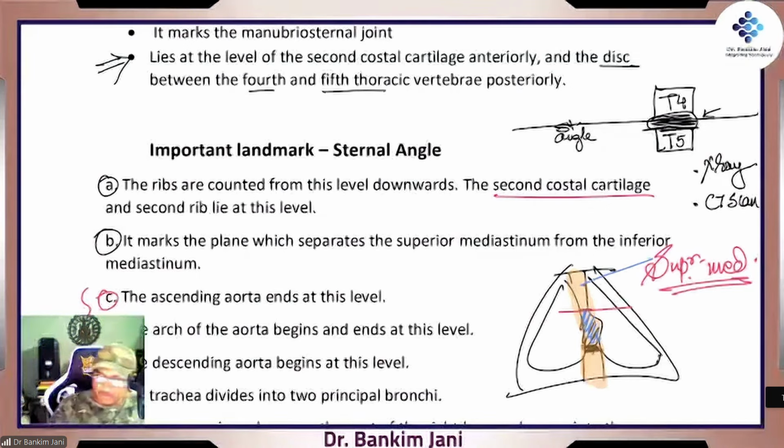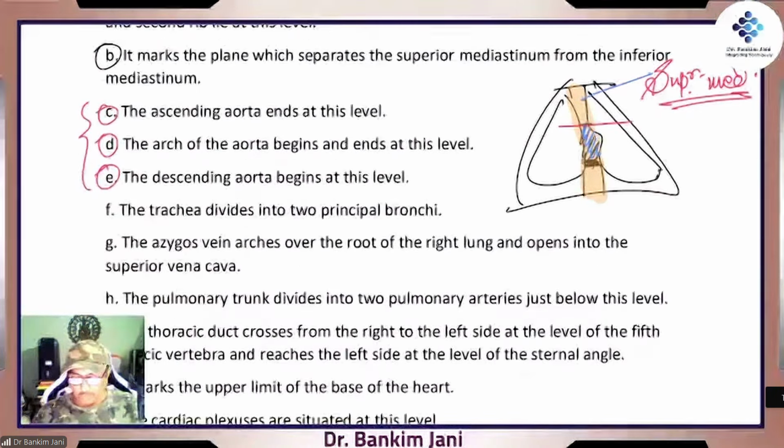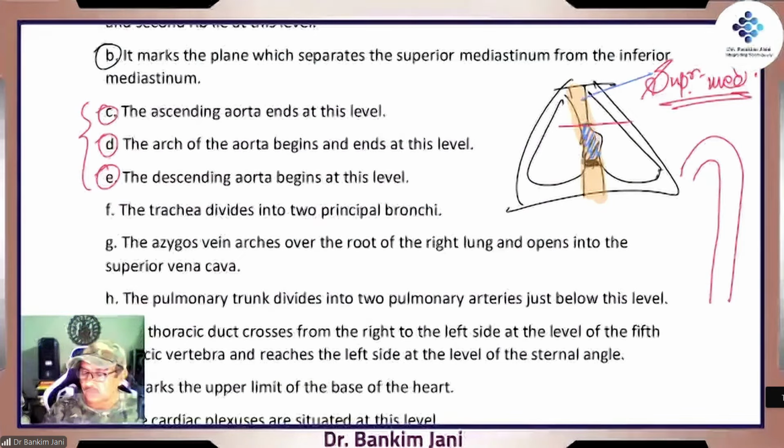These are actually one and the same thing: the arch of aorta. The aorta goes like this. This much portion is called the ascending aorta, the aorta which is going up. Then there is the arch of aorta, so this is called the arch. And from here it is going down.